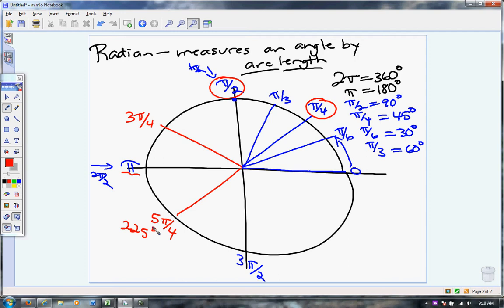And I can keep going all the way around the circle. 5 pi fourths, this would be 6 pi fourths, and here would be 7 pi fourths, and if we keep counting, I get right back to where I started, and we said 8 pi fourths. Well, that's the same thing as 2 pi. Okay? Remember what we're talking about. We're talking about the length of the arc that is intercepted by this angle.